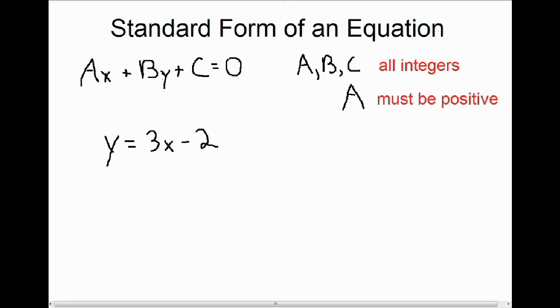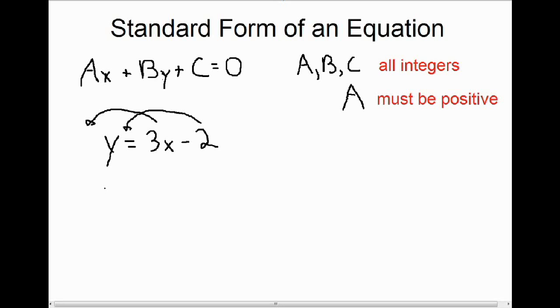Let's look at another example where we have to take an equation that's written in slope y-intercept form and put it in standard form. So again, our first step in getting it in standard form is making sure all of our terms are on the left-hand side of the equation. And if we're going to move terms across, we might as well put the x term first, and then the y term, and then the number, because that's how it has to be written in standard form.